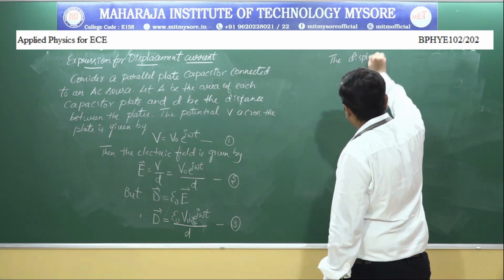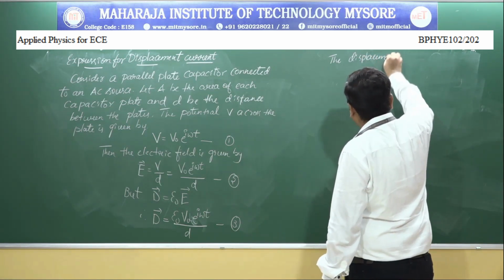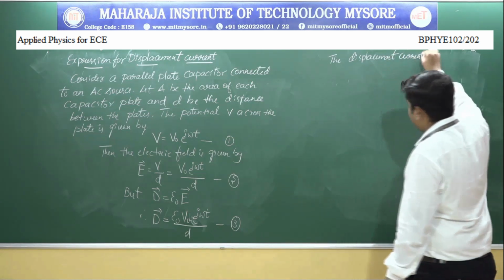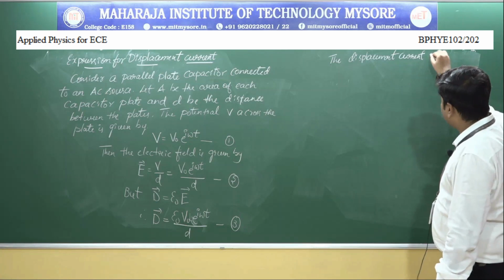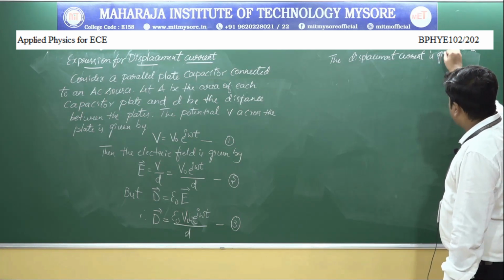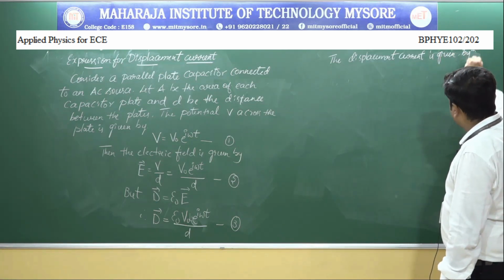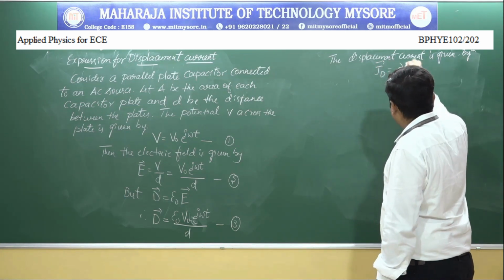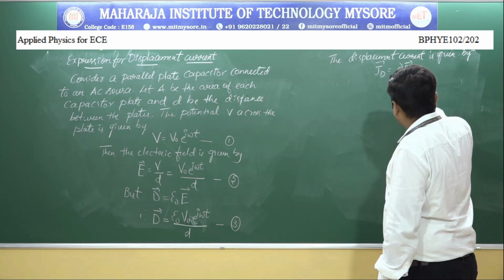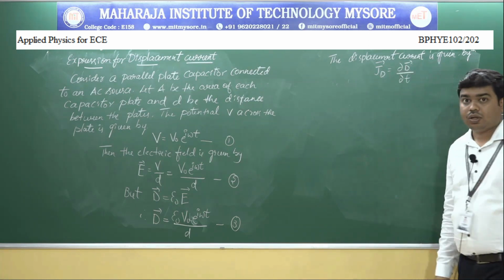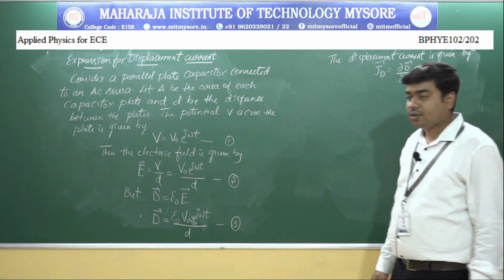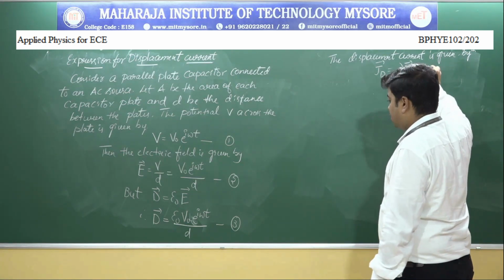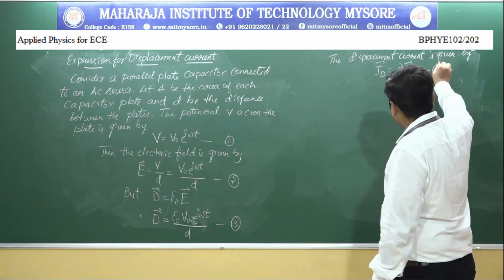The displacement current is given by JD is equal to dou D by dou t. This is the expression for the displacement current. Call this equation 4.